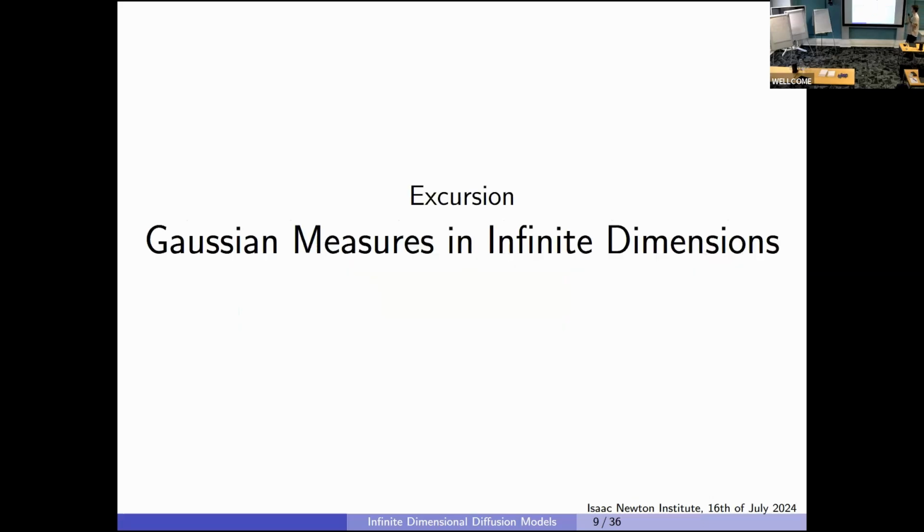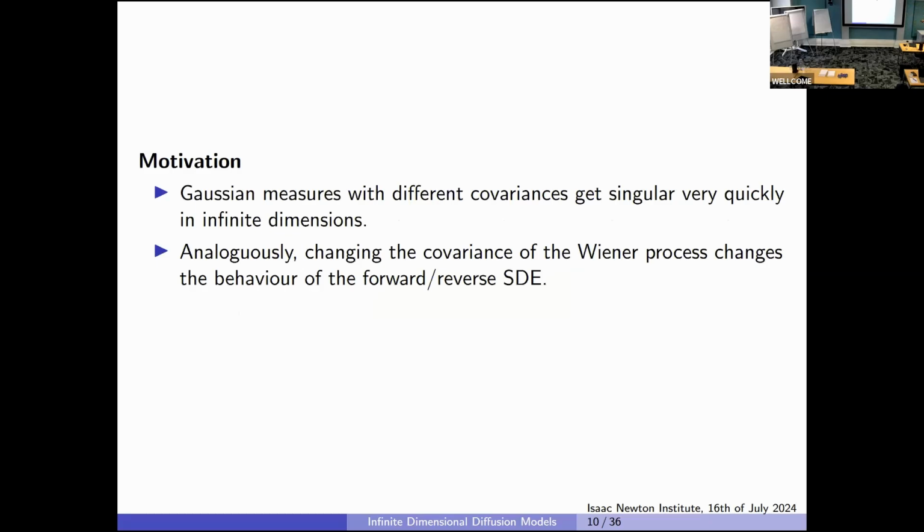Very well. Okay, now I'm going to do a quick excursion for Gaussian measures in infinite dimensions before I start to talk about the infinite dimensional diffusion model stuff, to also motivate the notation I have there and give some explanations on that.